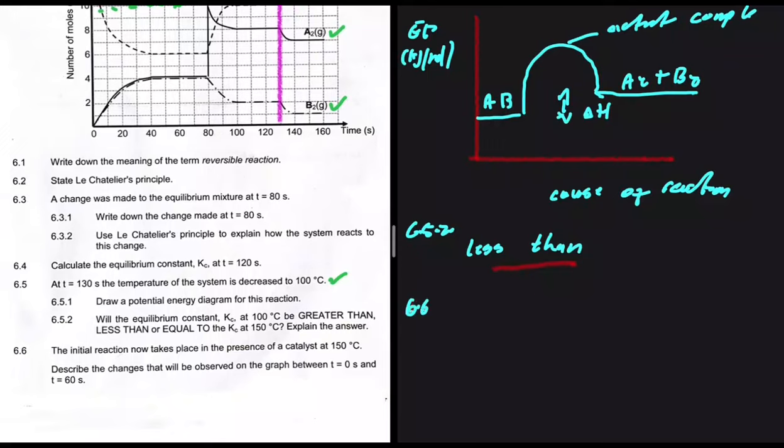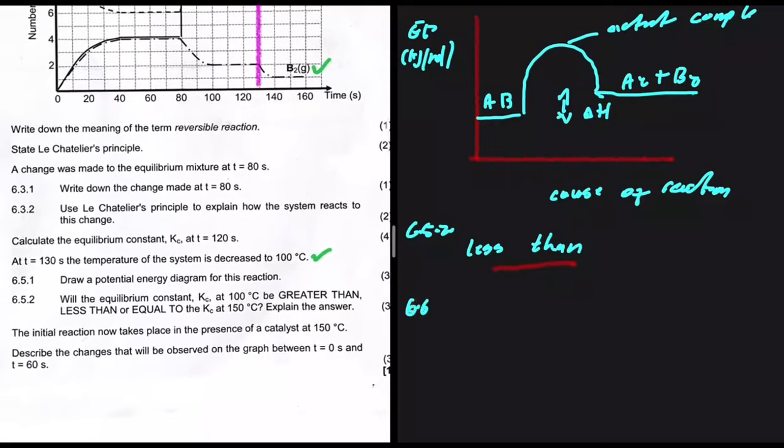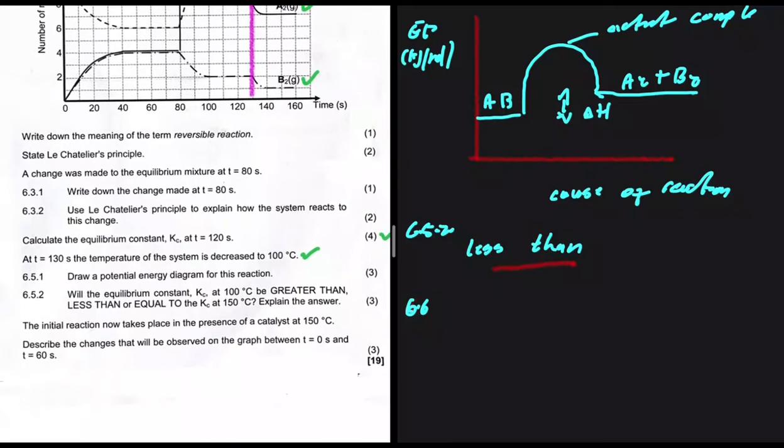6.6. Let's take a look at this one. The reaction now takes place in the presence of a catalyst at 150 degrees Celsius. Describe the changes that will be observed on the graph between t equals 0 and t equals 60. Let me know in the comments, how did you answer 6.6?